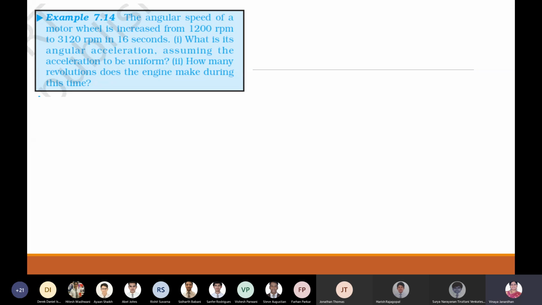Now, what is being given, boys? Angular speed of the motor wheel is increased from 1,200 rotations per minute. Please understand, your angular speed omega is measured in radians per second. Now what is being given is in rotations per minute, which means it is angular frequency.